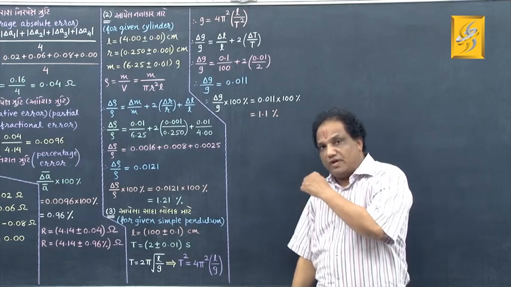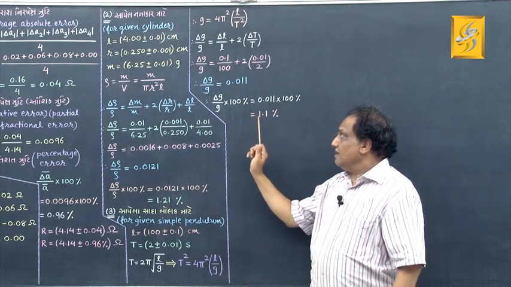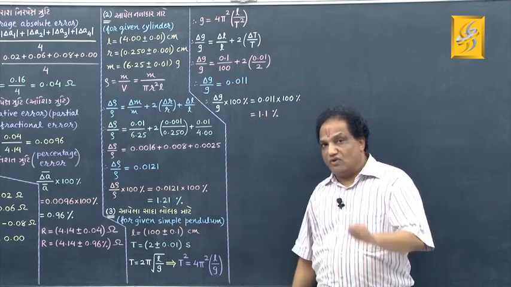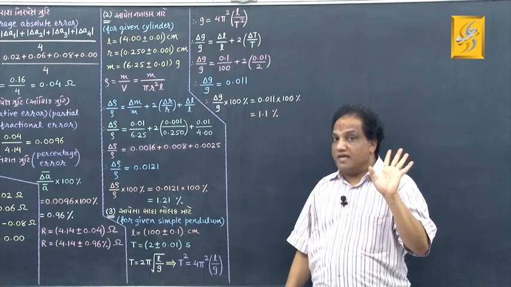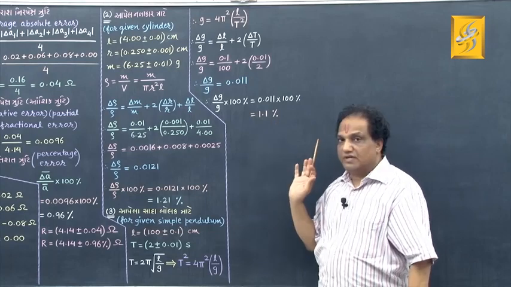Okay. So, in the present measurement, the percentage error in the measurement of gravitational acceleration of a given place is 1.1%. Okay.